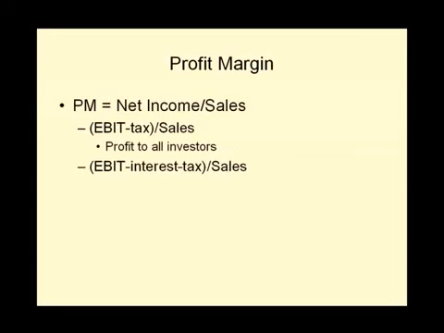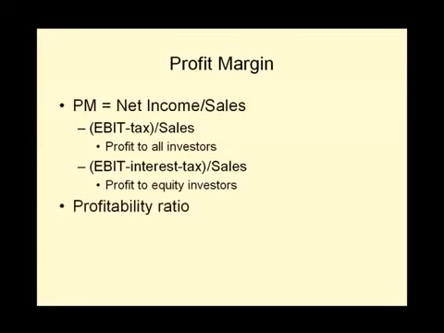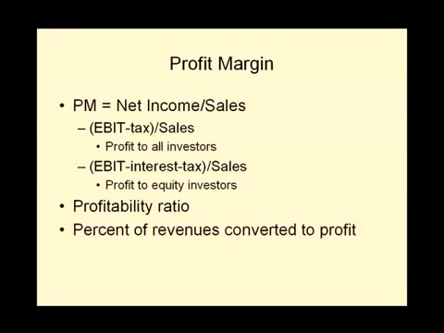A second version is to take earnings before interest and taxes and to subtract off both interest payments and tax payments and to divide that by sales or revenue. And this version of profit margin focuses on the profit rates to equity investors only. Profit margin is obviously categorized as a profitability ratio, and it specifically indicates the percentage of revenues that are converted to profits.